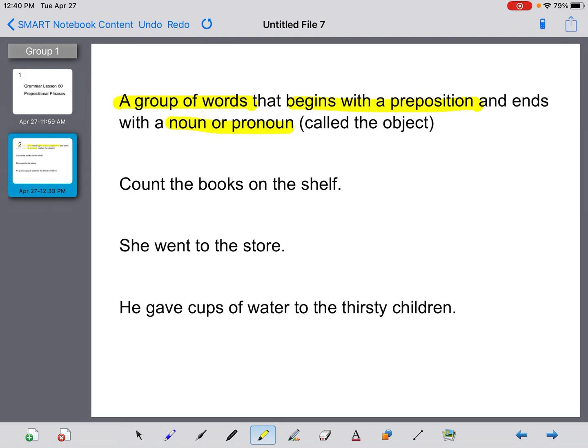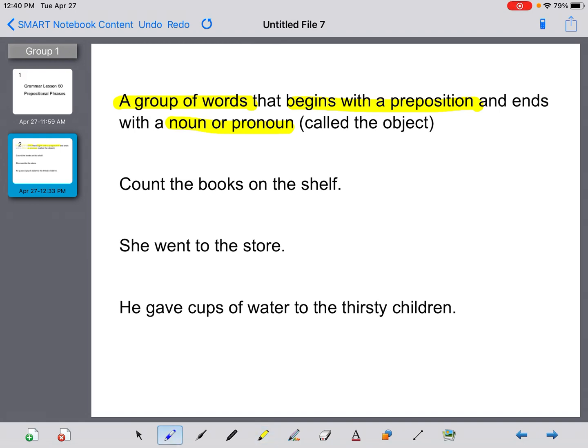So the first word is a preposition and it ends with a noun or pronoun, and that noun or pronoun is called the object. So it might be a good idea to have your finger in lesson 60 so you can flip back and remind yourself what all the different prepositions are. That's going to be helpful for today's lesson. So let's take a look at a few example sentences here.